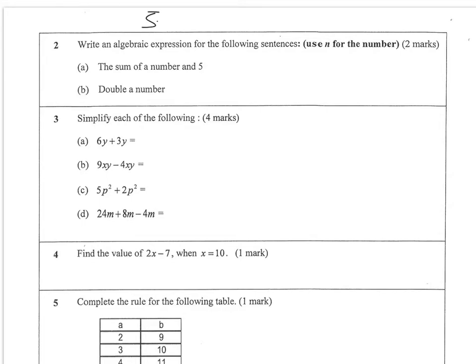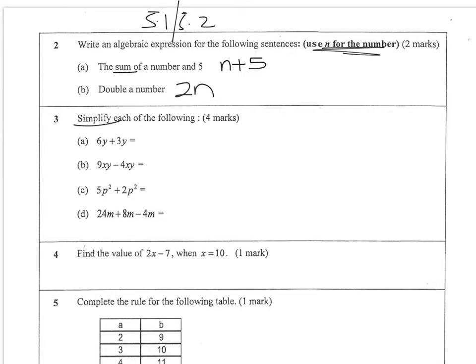So 5.1 and 5.2 questions. Okay. Question 2, an algebraic expression. Use n for the number. The sum of the number, sum, we know is plus. So the number plus 5. Double the number, which will be 2n, or 2 times n.